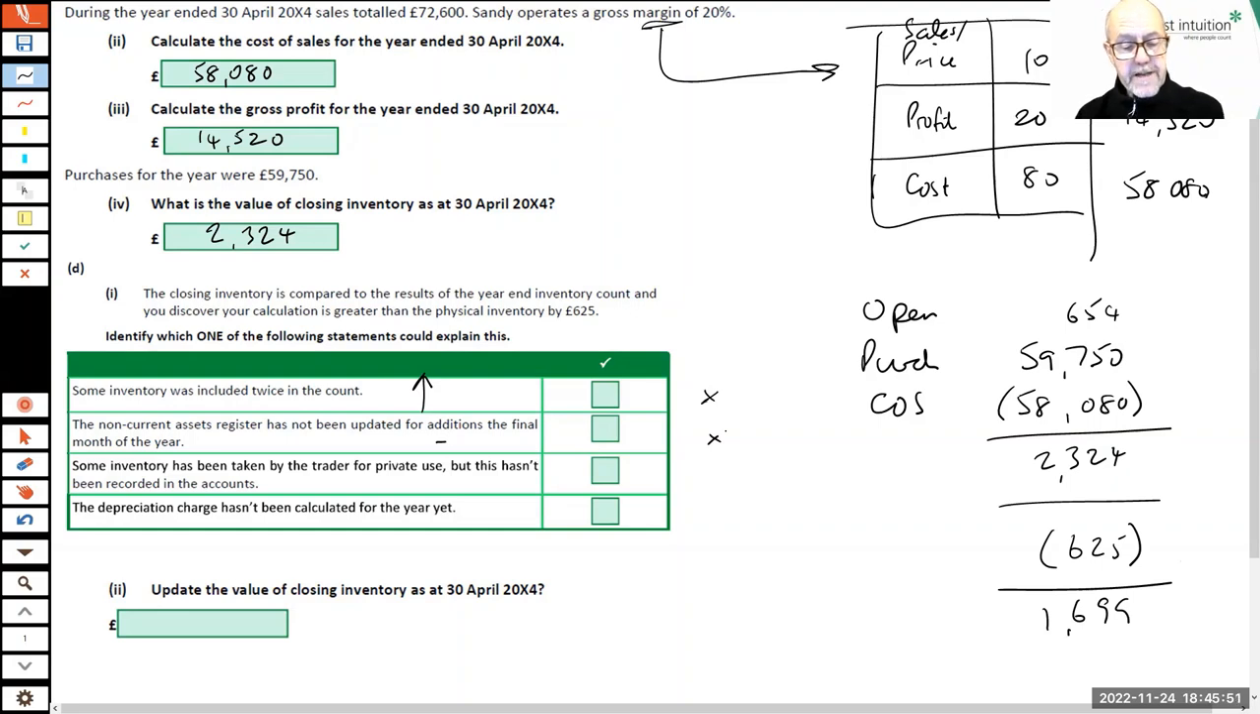Some inventory had been taken by the trader for private use, which will reduce what's in there. This has not yet been recorded. Now, that's looking pretty possible. The depreciation charge is nothing to do with inventory. So it has to be that our trader has taken some inventory.